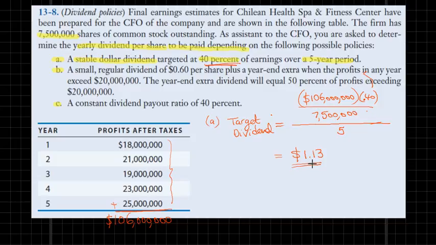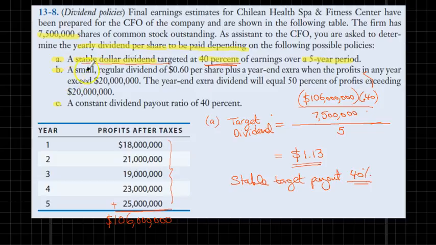$1.13, and that's under the case of a stable dollar dividend target. So a stable target payout policy of 40%. Okay, so for part B now, the question changes slightly.